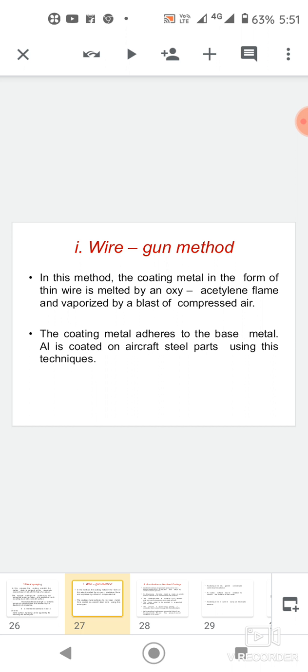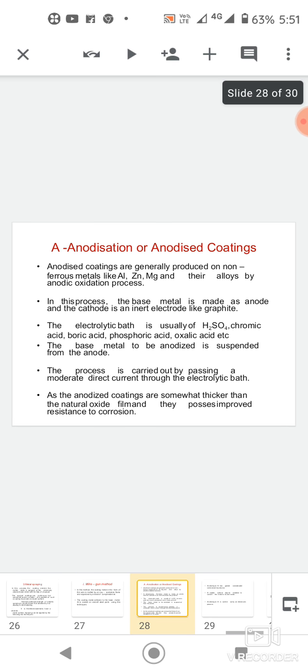With this method, the coating may be applied successfully not only to metal but also to glass, wood, asbestos, and certain plastics. In this method, the coating metal in the form of a thin wire is melted by an oxyacetylene flame and vaporized by a blast of compressed air. The coating metal adheres to the base metal. Aluminum is coated on aircraft steel parts using this technique.